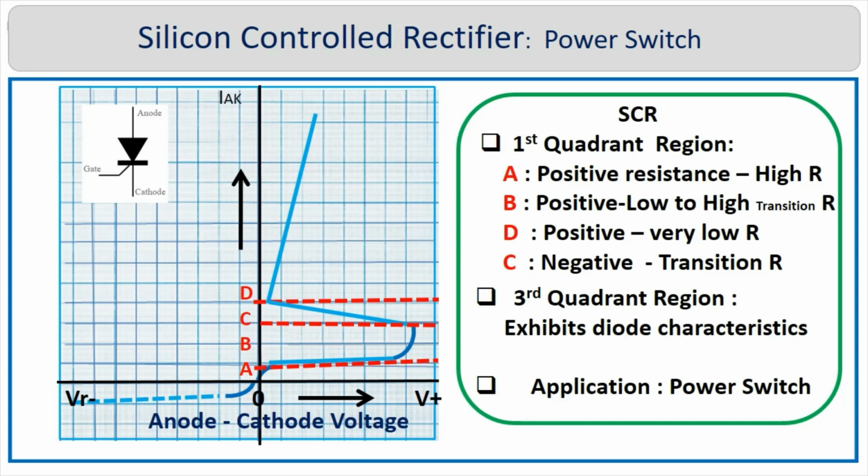A silicon-controlled rectifier operated in the third quadrant exhibits reverse bias diode characteristics. As shown in the figure, an SCR in the first quadrant operates in various regions, like in A it exhibits high impedance, in B and D regions it offers low impedance, and negative resistance in the transition C region. An SCR, which has negative resistance characteristics, is most suitable for efficient power control and switching applications.